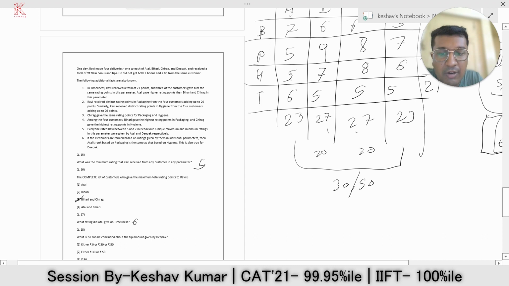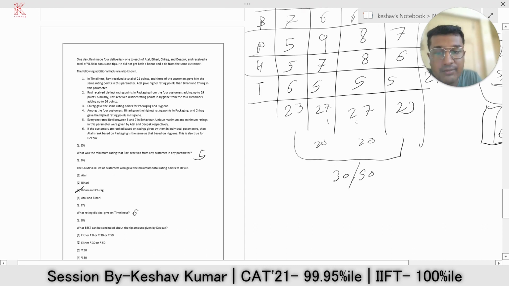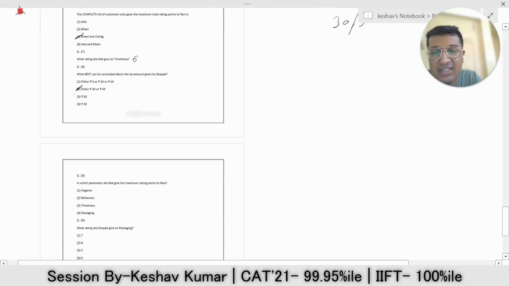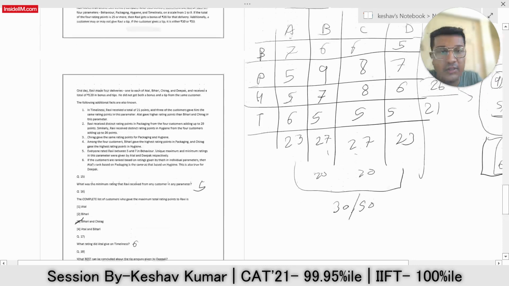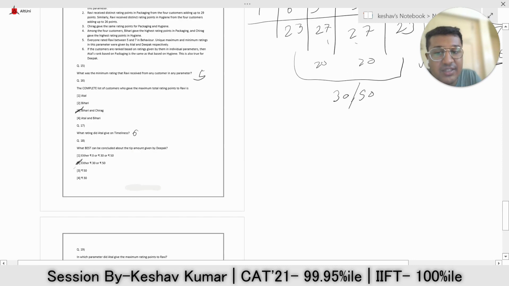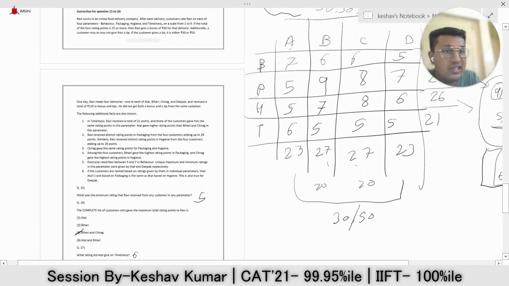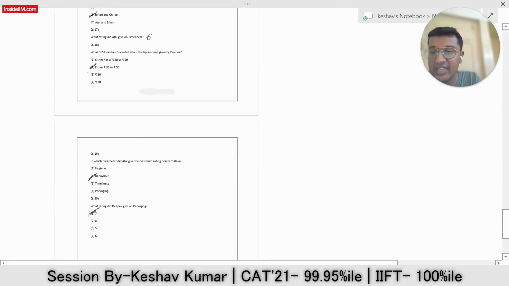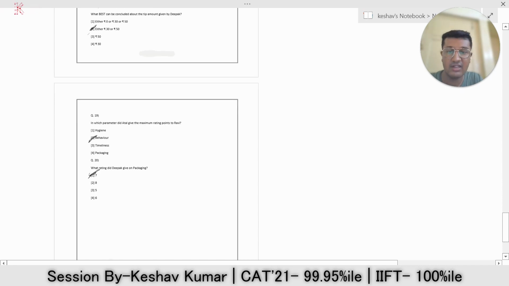What best can be concluded about the tip amount given by Deepak? So Deepak could have either given 30 or 50, either 30 or 50. That's my answer. In which parameter did Atal give the maximum rating points to Ravi? So the maximum rating points are 7, which is in B, behavior. Okay. What rating did Deepak give on packaging? So Deepak gave 7 in packaging. So my answer is 7. And with this, we are done with the last question of this set.